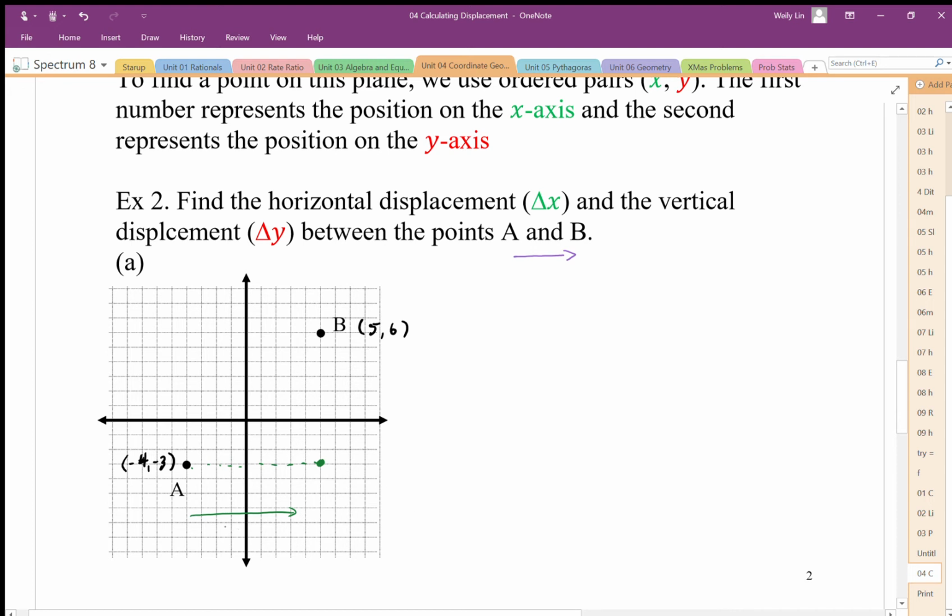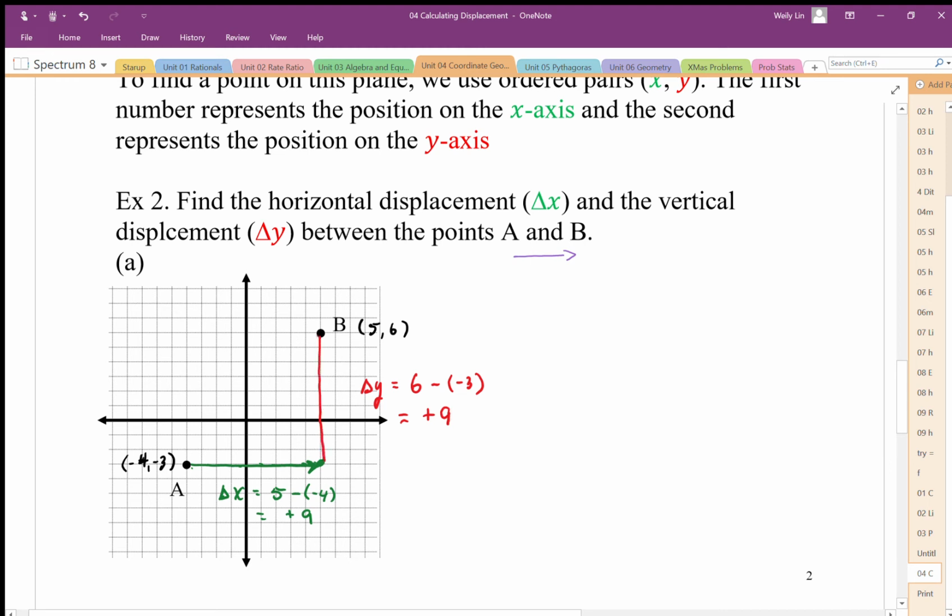Okay, so to find out my displacement or my change in x, it is going to be calculated by the end position of 5 minus the starting position of -4, which gives me a displacement of +9. So my displacement then is going to be in this direction, positive, and the distance is 9. If I want to find my displacement in the y direction, I take my end position. My end y position is going to be at 6. My starting position is going to be at -3, so I do 6 minus -3. So I get a displacement in the vertical direction of +9.